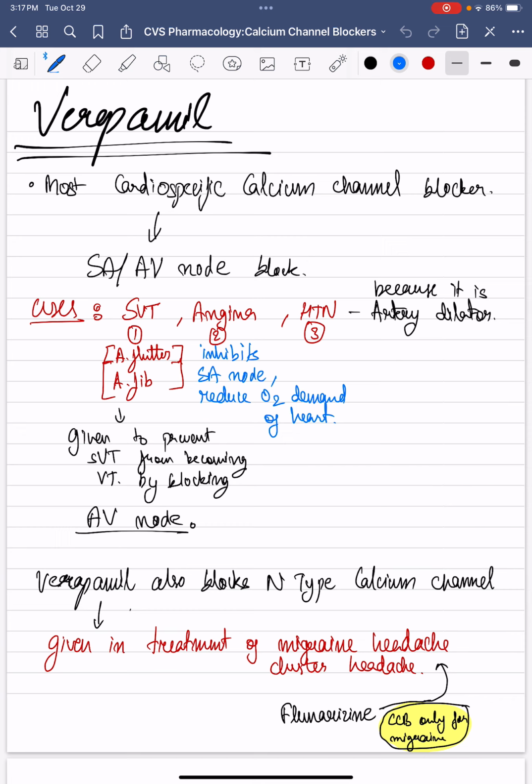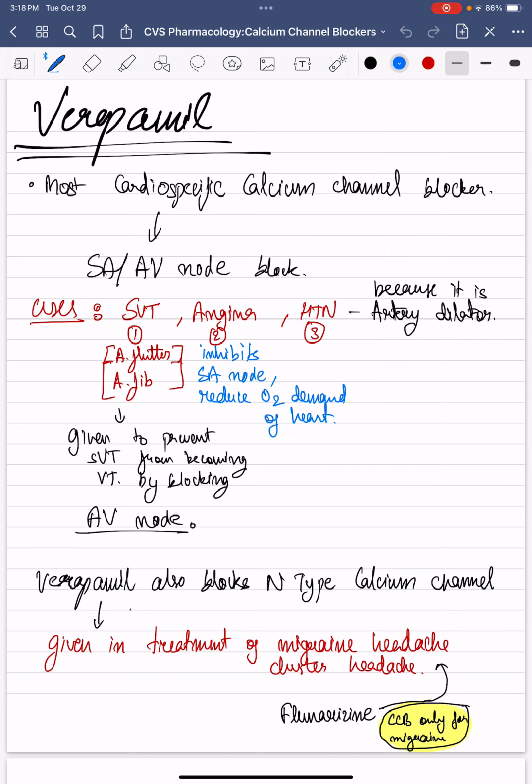Angina, so it also inhibits the SA node as it is cardiospecific, so it will reduce the oxygen demand of the heart. So verapamil is also used in angina, and of course in hypertension because it is an artery dilator.